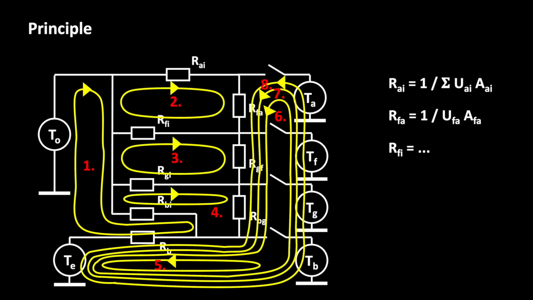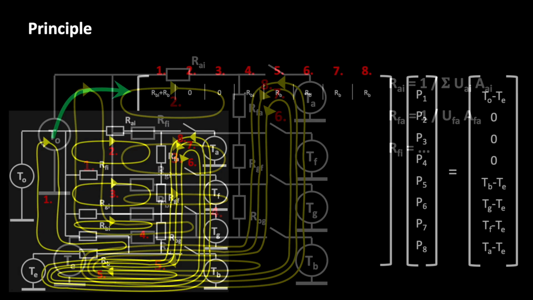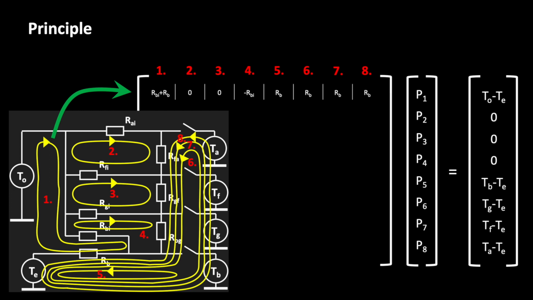With all mesh currents, it should look like this. For our example, we need 8 loops to cover all resistors. Next, we can start to create the elements of our mesh impedance matrix. For this, we introduce a principle that we follow. This helps us a lot not to get lost in the complexity.